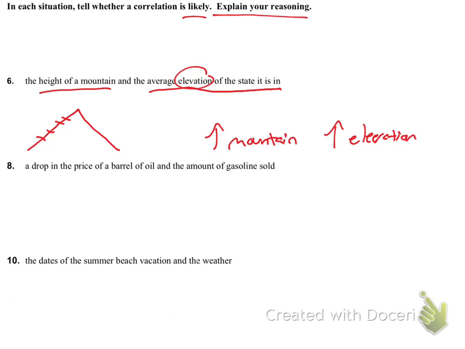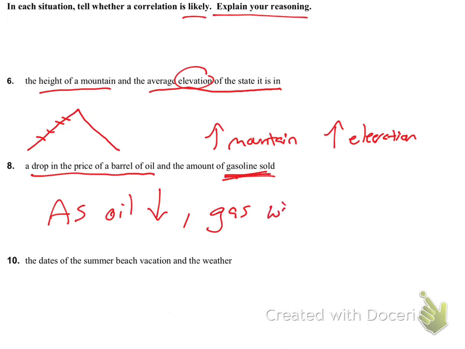In number 6, a drop in the price of a barrel of oil. So we have a drop in the price of a barrel of oil and then the amount of gasoline sold. So as you can imagine, if the price of a barrel of oil decreases, that means gas is going to be cheaper. So as oil decreases, gas will sell more, or the increase of gas will be sold.